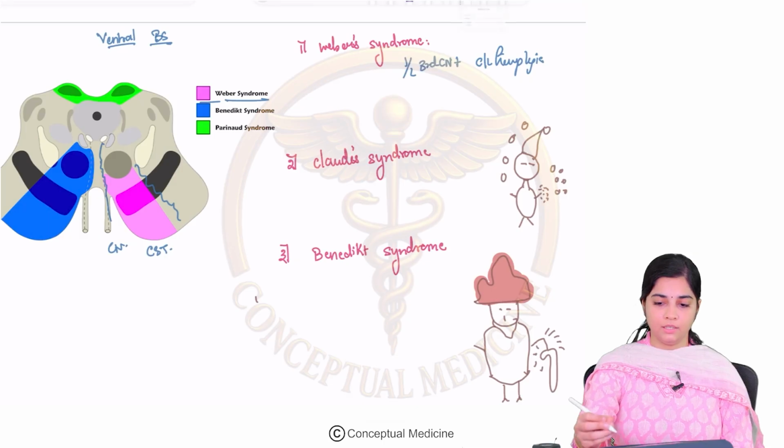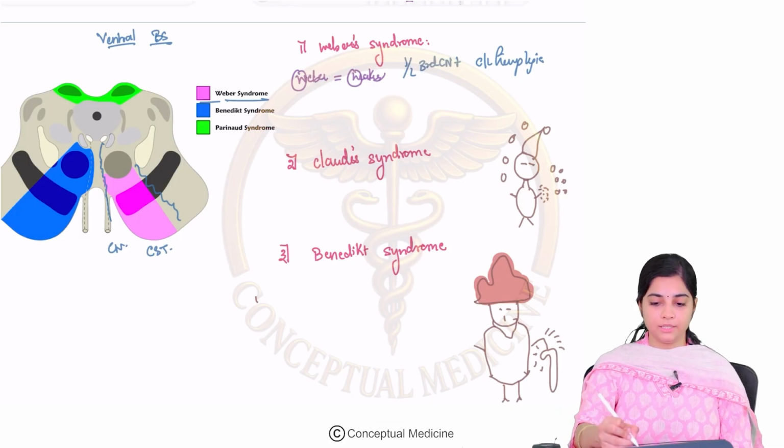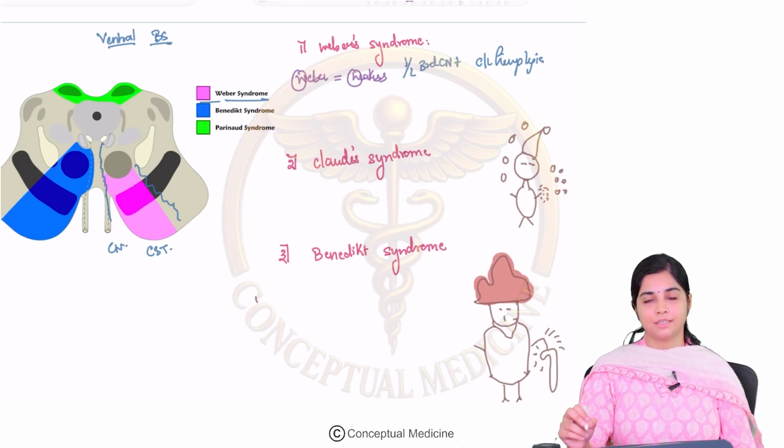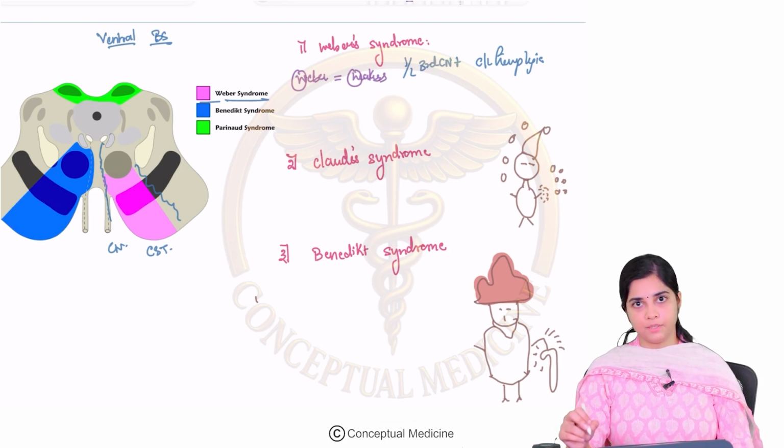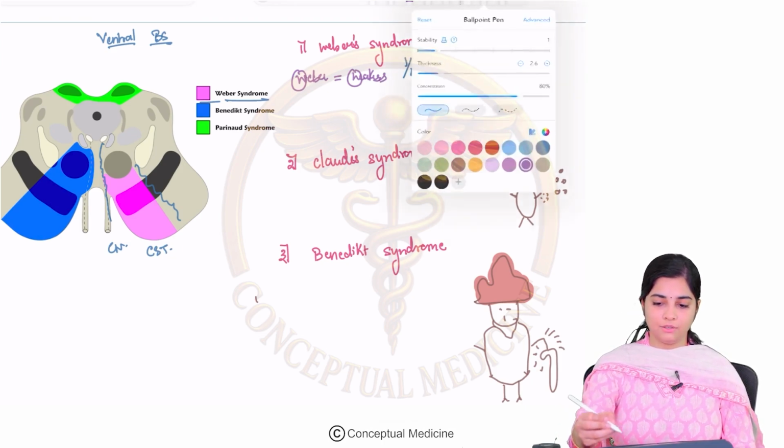What is the mnemonic that you can use to remember this? Weber equals weakness. W for W. So ipsilateral third cranial nerve palsy with contralateral hemiplegia is your Weber's syndrome. Then let us see Claude syndrome.